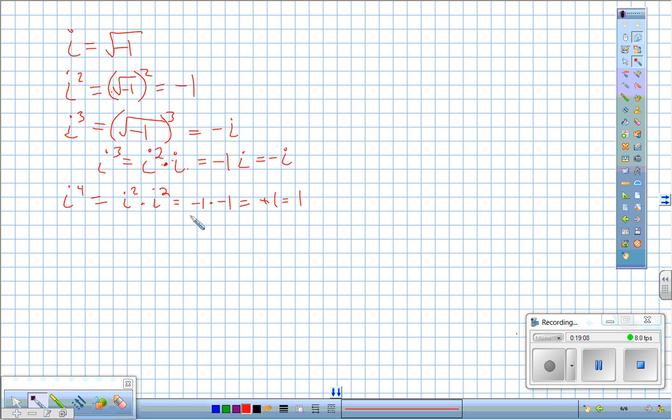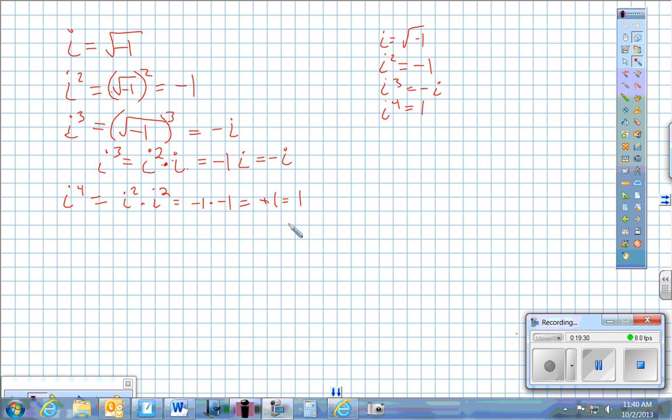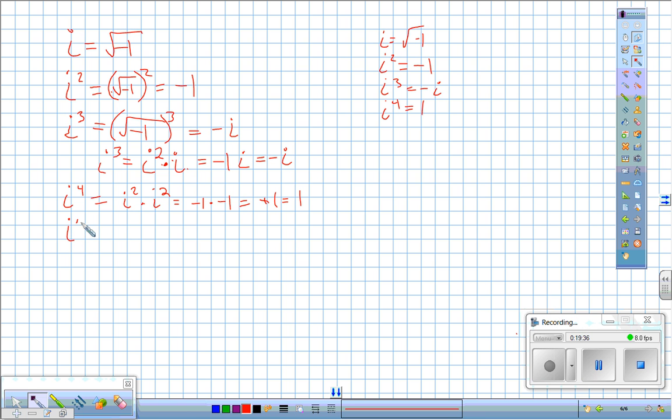If you had to make a nice table somewhere, like to write on the top of your paper, you'd have I equals the square root of negative 1. I squared equals negative 1. I cubed equals negative I. And I to the 4th equals positive 1. We can keep doing this forever. Basically, we'll have the same pattern that happens for every multiple of 4.